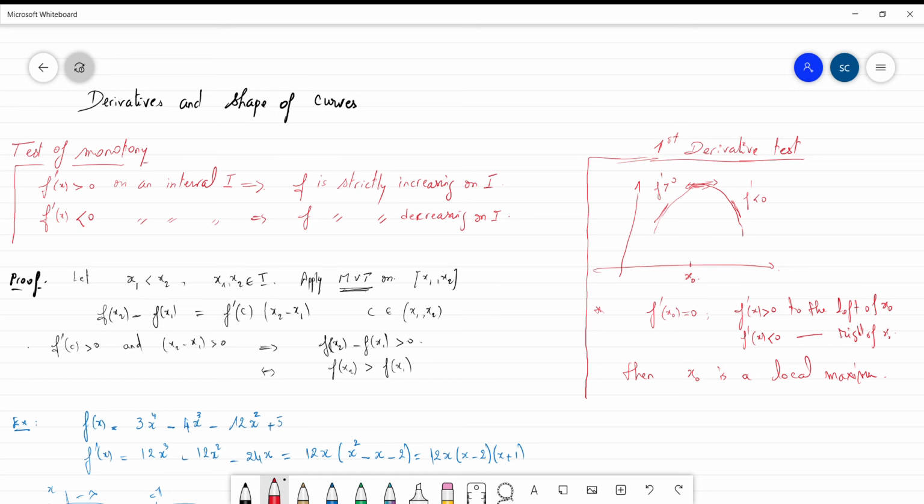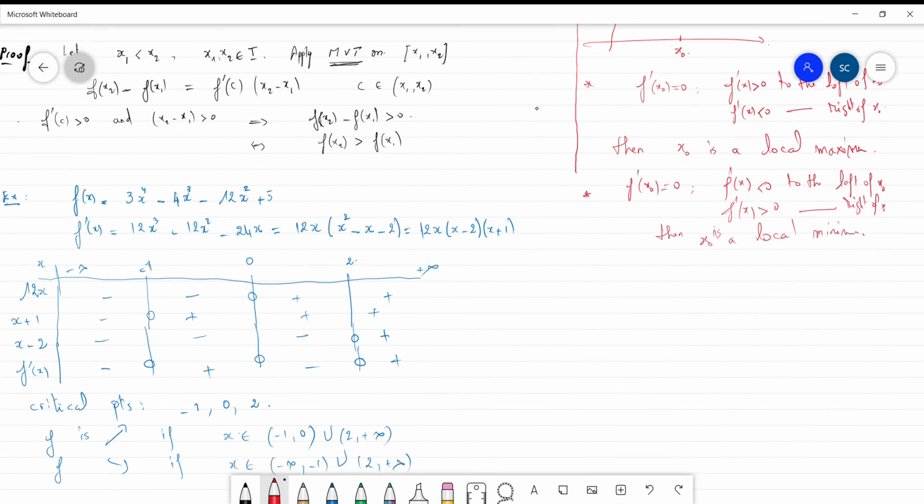Similarly, you have a situation where f prime x0 equals 0, f prime of x is negative to the left of x0, and f prime of x is positive to the right of x0, then x0 is a local minimum point. So this is the information given to us by the first derivative.